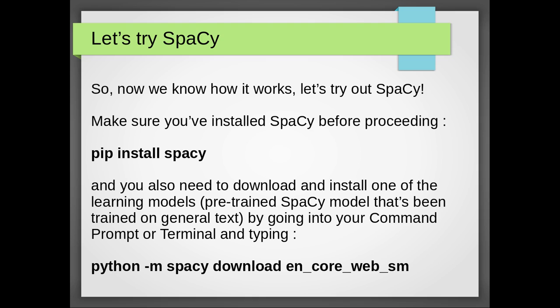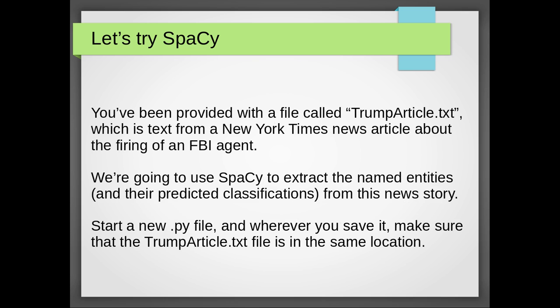So this is the pre-trained stuff, so we don't have to worry at this stage about training up our model. We can just use this pre-trained model that's already seen lots and lots of text. We'll use the small version of it to see if it's enough for our purposes, and we'll apply that to our problem. So you've all been provided with a file called trumparticle.txt. This is text from a New York Times news article about the firing of an FBI agent.